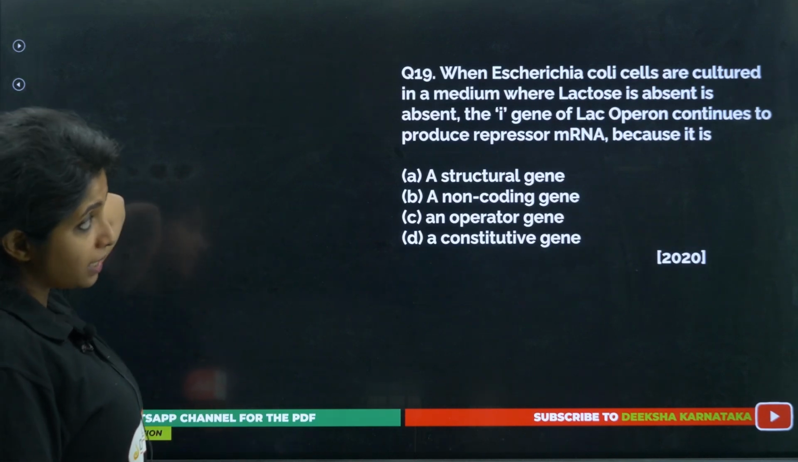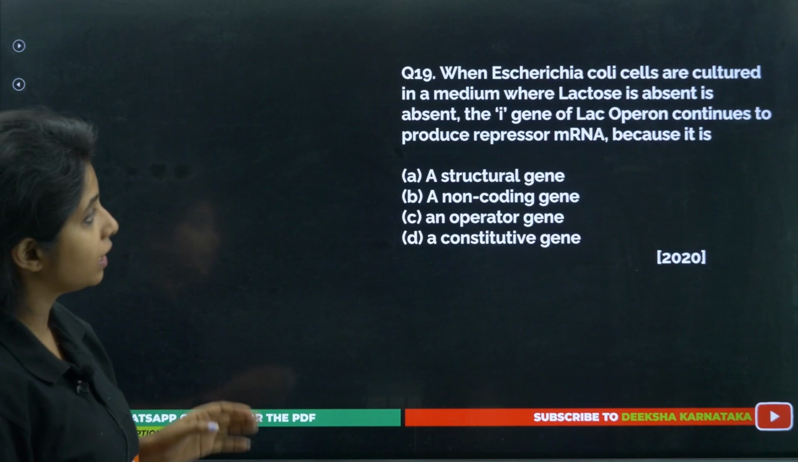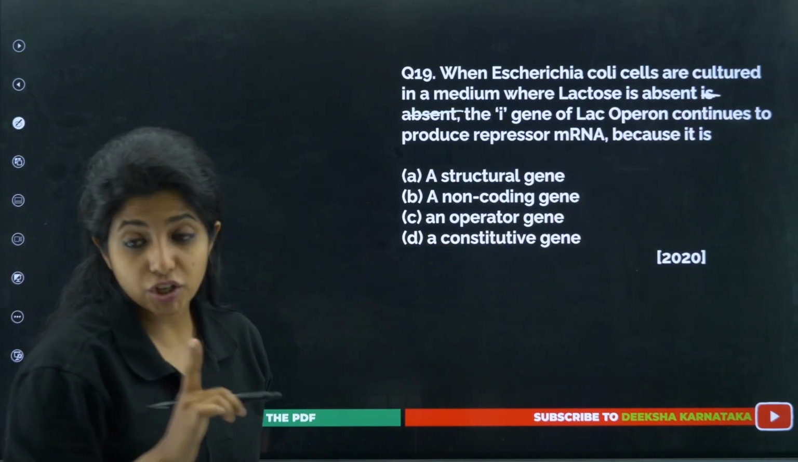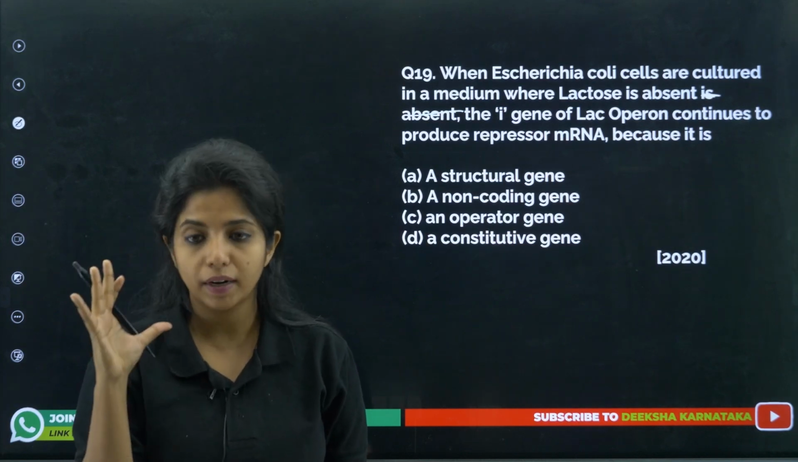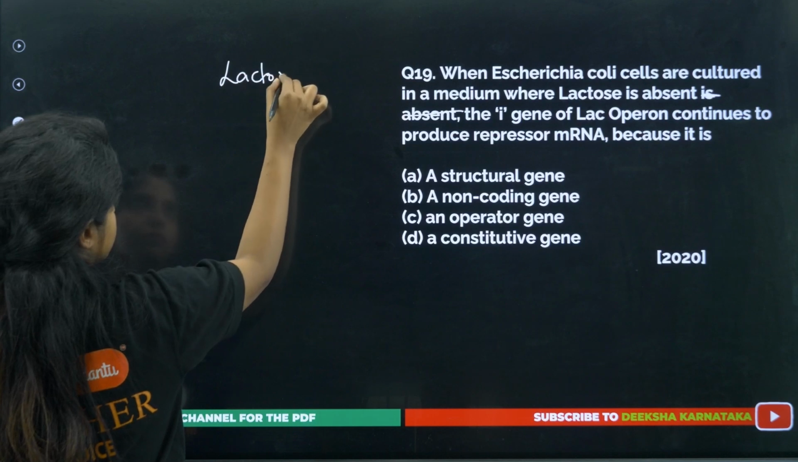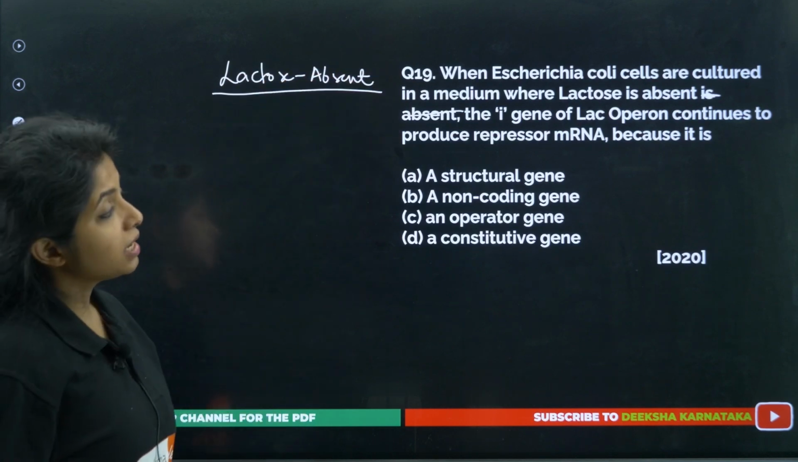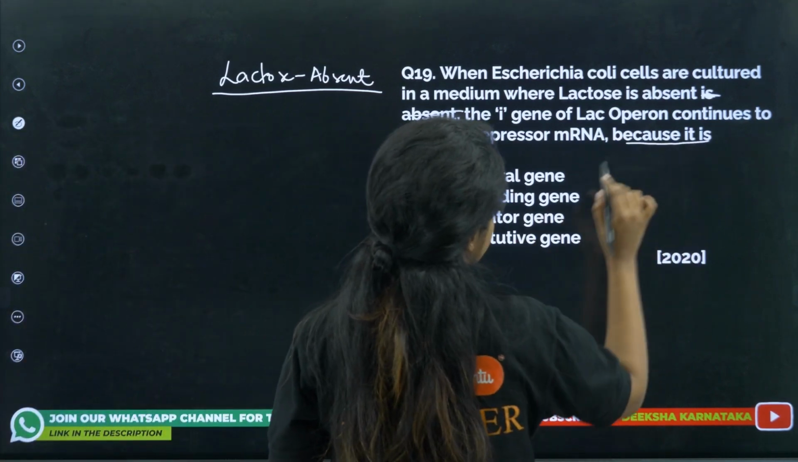Question number 19. When Escherichia coli cells are cultured in a medium where lactose is absent, okay, it's absent. When E. coli are cultured in a medium where lactose is absent, my dear children. Lactose is not there, okay? I'm writing. The I gene of lac operon continues to produce repressor mRNA because it is what?